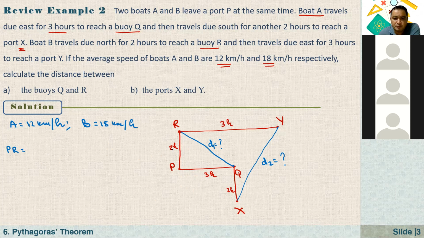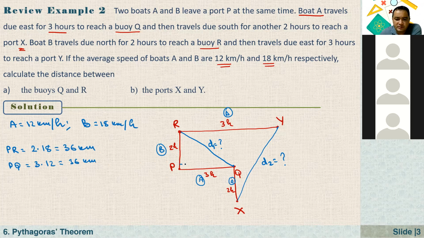So this one is boat B, and this one is boat A. And also this one is boat A, and this one is boat B, right? Boat B travels for 2 hours at what speed? 18 kilometers per hour. So PR is equal to speed times time. Time is 2 hours, and speed is 18 kilometers per hour. So that's equal to 36 kilometers. And how about PQ? PQ is 3 hours times the speed of A, which is 12. That's equal to 36 kilometers.